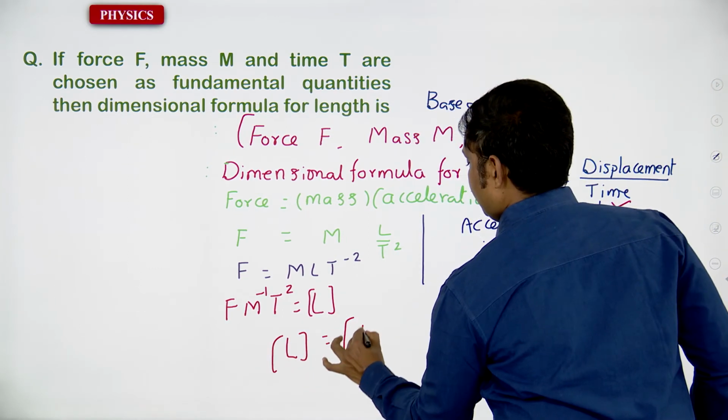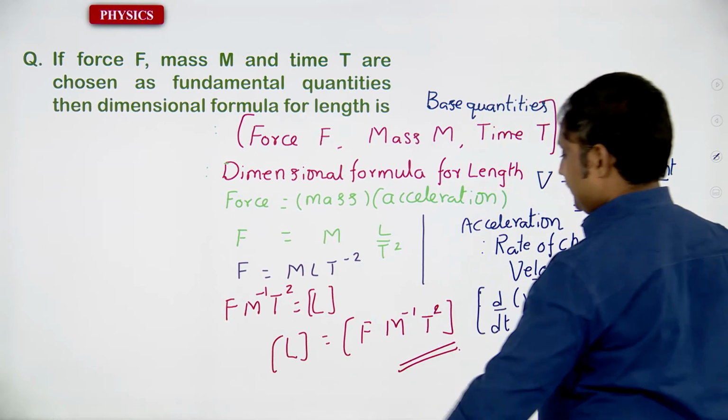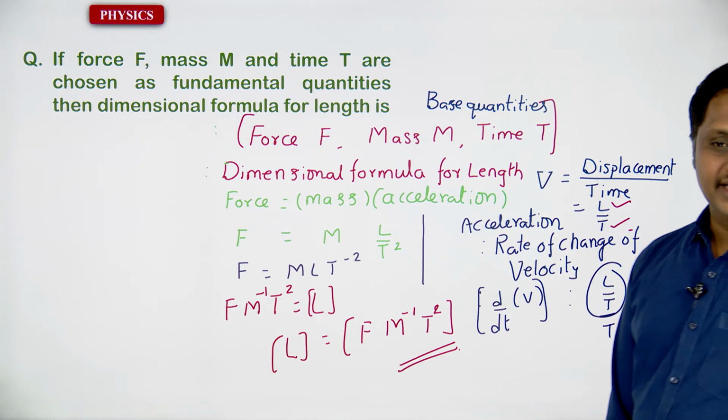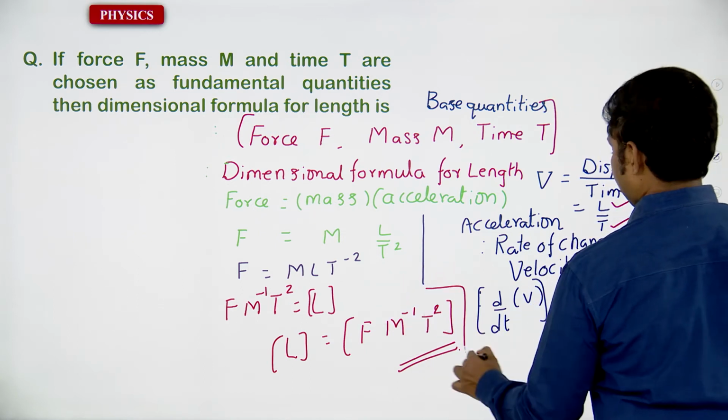Now it's going to be F m power minus 1 T power 2. It's very clear. Just you have to identify that. If you are going to take that, the base quantities are going to be force, mass, time. Then the dimensional formula of the length. We have chosen force is equal to mass into acceleration. You know very well about that, force is equal to mass into acceleration has been represented in the dimensional formula, and we have written that F is equal to m into L by T square. It's very clear.